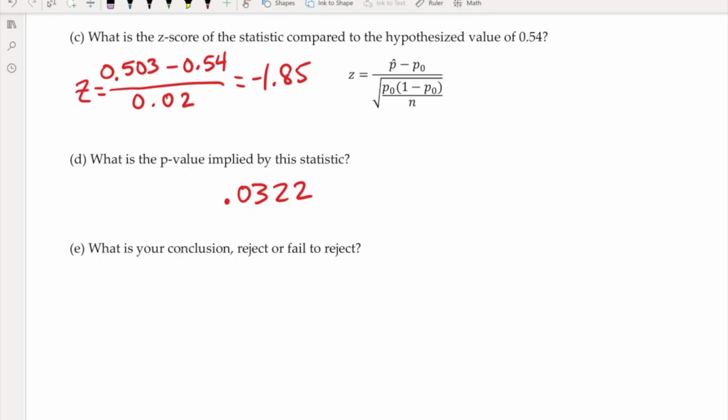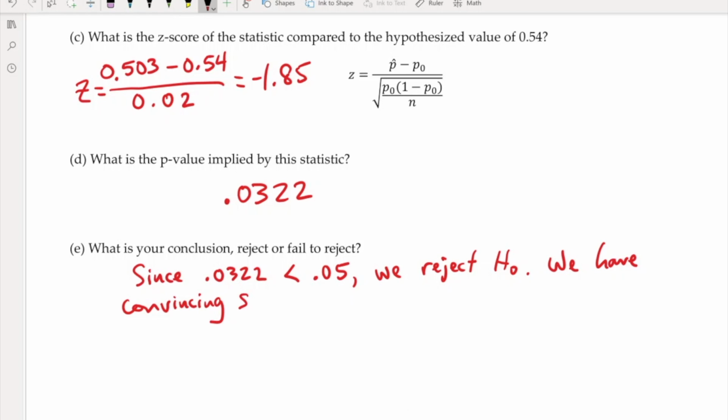E. What is your conclusion? Reject or fail to reject? Well, since this p-value, 0.0322, is smaller than our established alpha of 5%, 0.05, p is low, we reject the null. We reject the null. We have convincing evidence that support for the candidate is less than 0.54.